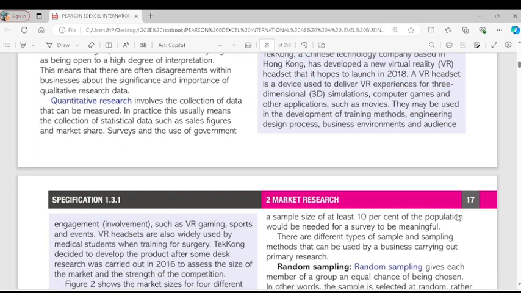Then we go to quantitative. For quantitative research, it involves measurements. Now, we are quantifying through statistics. So let's read anyway. Quantitative research involves the collection of data that can be measured. In practical, this usually means the collection of statistical data, such as sales figures and market share.